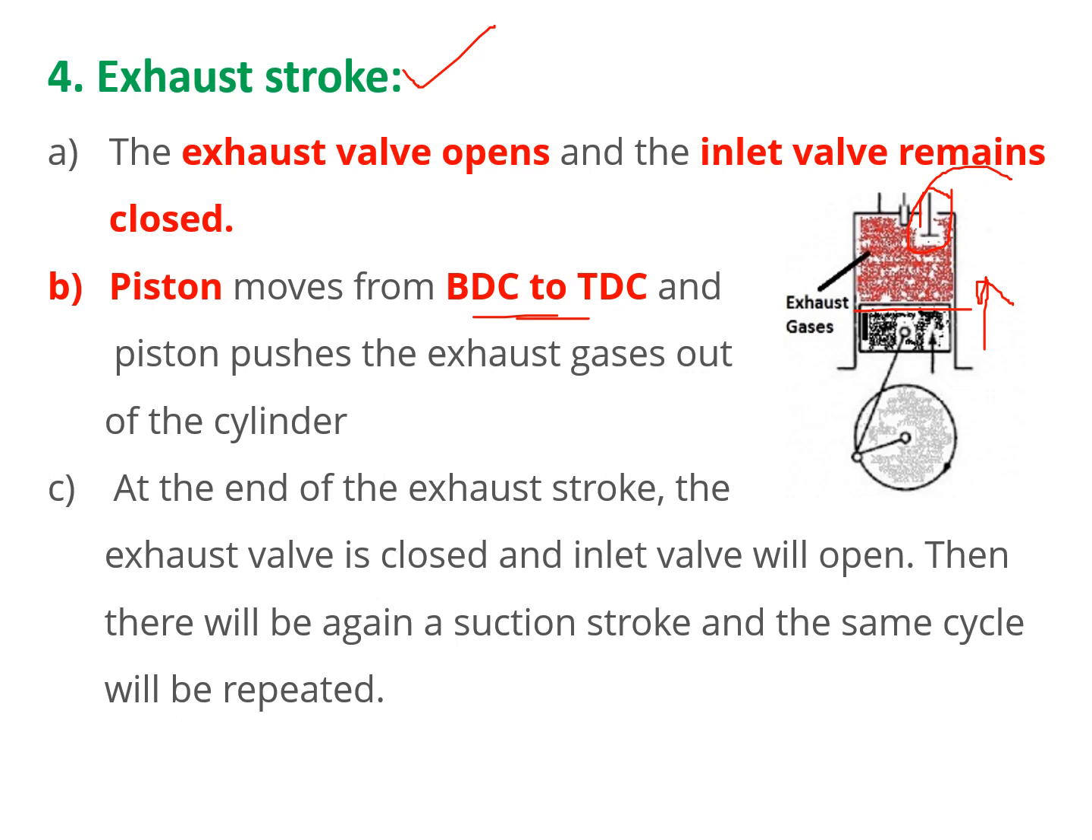So at the end of the exhaust stroke, the exhaust valve is closed and the inlet valve opens. It means when the exhaust stroke is completed, the exhaust valve closes and the inlet valve opens, because now we have the fresh cycle. So again we have the suction, compression, then we have the expansion and exhaust. So in this way the cycle operates.